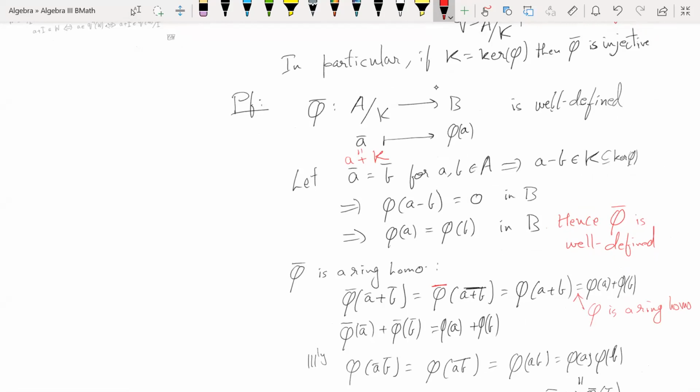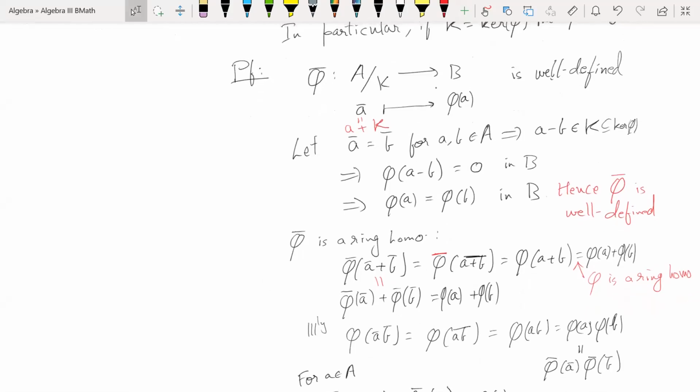Okay, and so what we have shown is that phi bar of A bar plus phi bar of B bar is also phi of A plus phi of B, because phi bar of A bar is phi of A and phi bar of B bar is phi of B. So we see that these two are the same. Yeah, so that tells you that phi bar behaves well with respect to addition in A mod K, and similarly it behaves well with respect to multiplication.